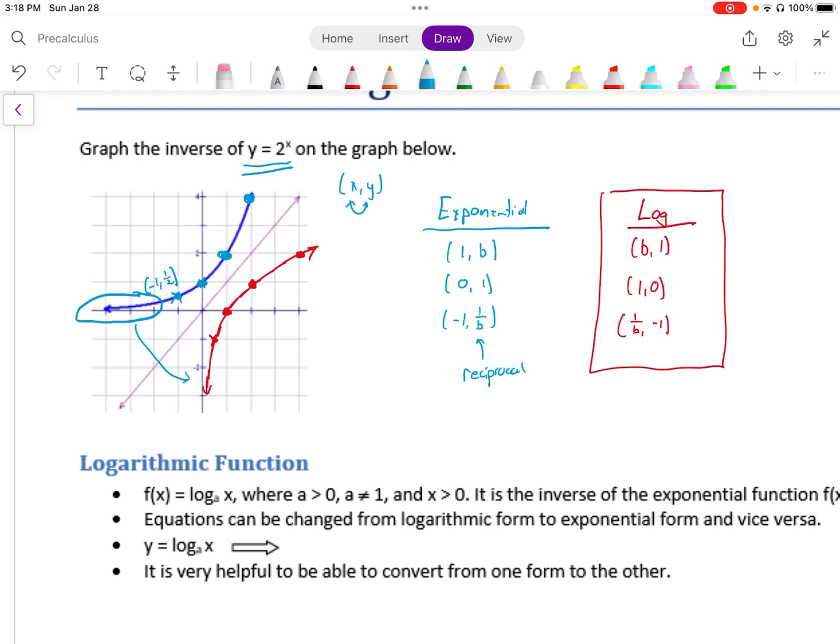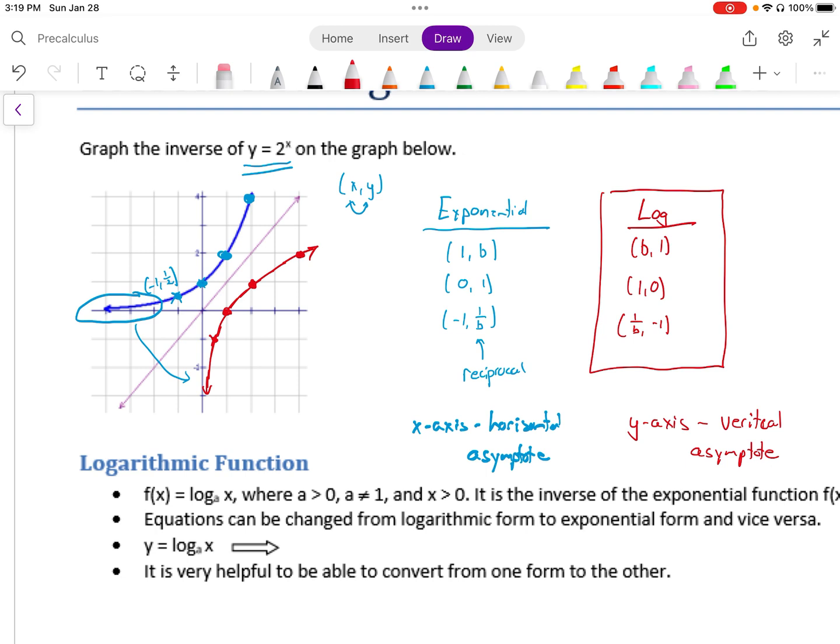And then the last thing: with exponential functions, we knew that the x-axis was a horizontal asymptote. And so for logarithmic functions, the y-axis is a vertical asymptote. So those are some keys to remember when graphing logarithmic functions.